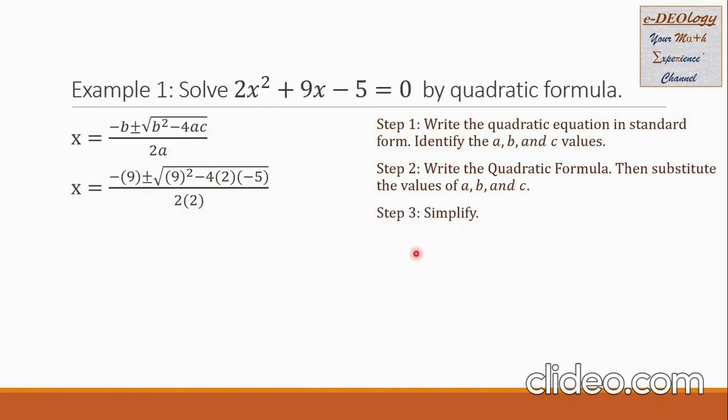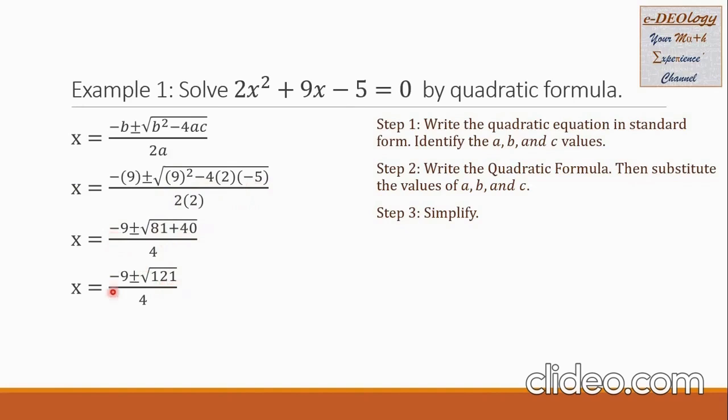And step 3, we will simplify and get the values for x. So the negative of the positive 9 is now negative 9, plus or minus 9 squared is 81. The product of negative 4, 2, and negative 5 is positive 40 all over 2 times 2 is 4. Then we simplify the radicand. The 81 plus 40 is 121.